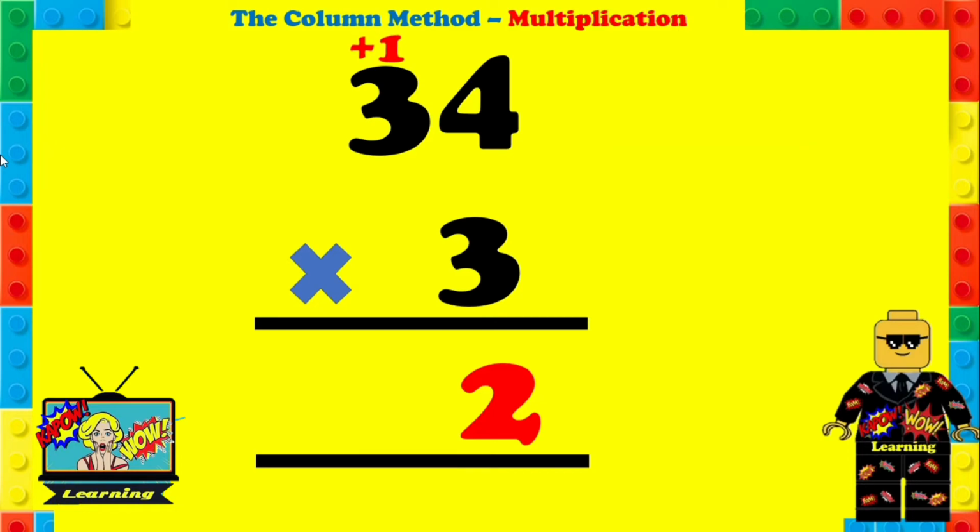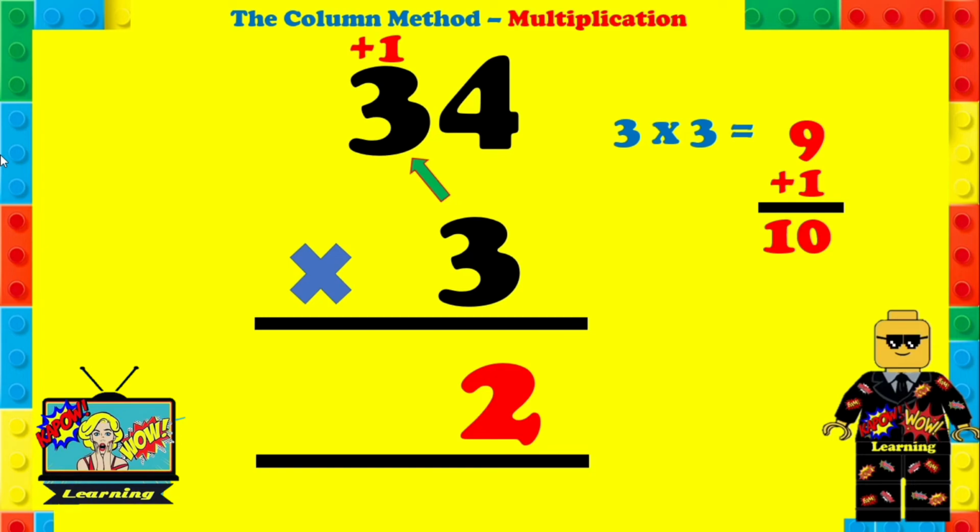Now, what do we multiply next? You've guessed it. The 3 multiplied by the 3. So 3 multiplied by the 3 equals 9. But don't forget that plus the 1. So we're going to do 9 plus the 1. And that gives us 10. So 34 multiplied by 3 equals 102. That should have been your answer.